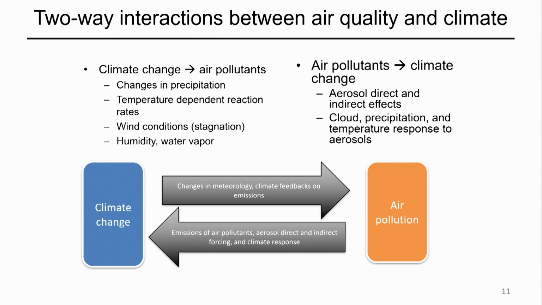So just to summarize, climate change impacts air pollutants and air pollutants also impact climate change. When you have future climate change, you get things like changes in precipitation. Precipitation is the main sink for PM 2.5. So as you change the distribution of precipitation, of rainfall, you're going to change your PM concentration.